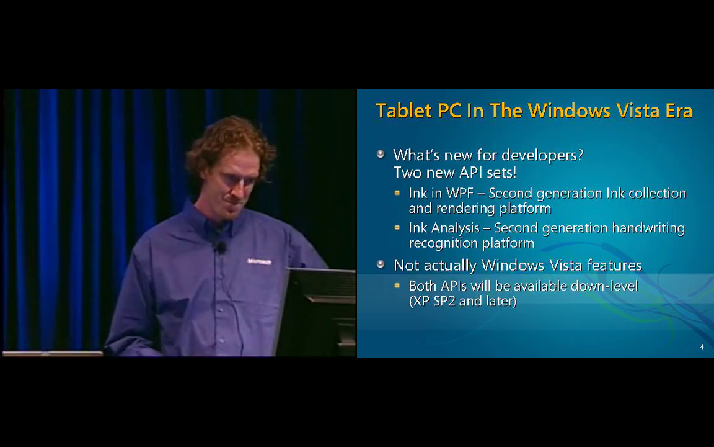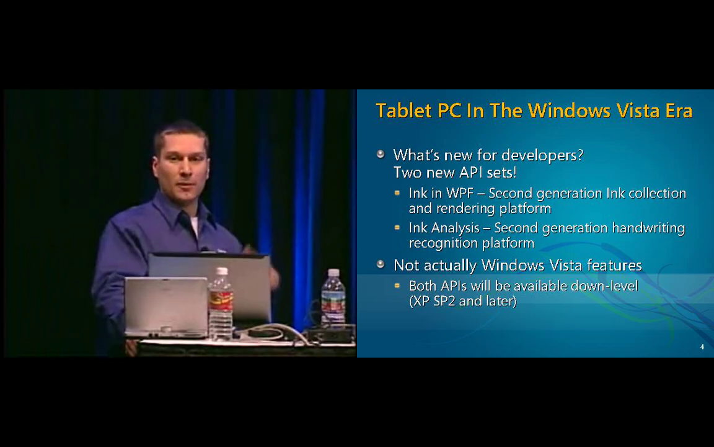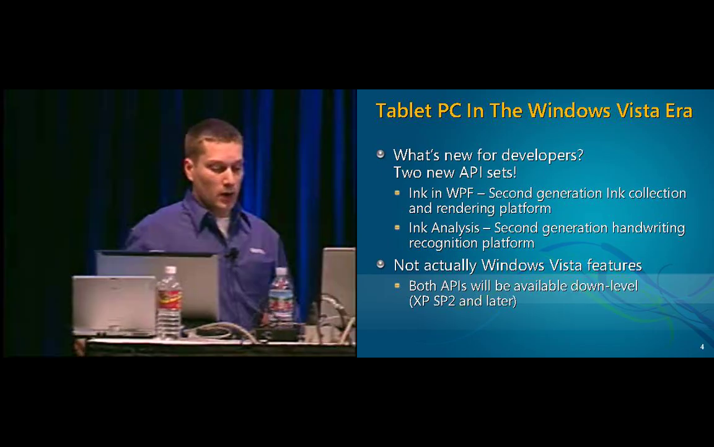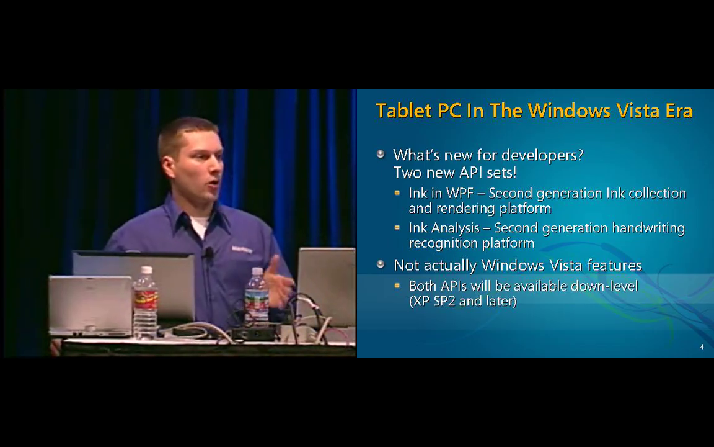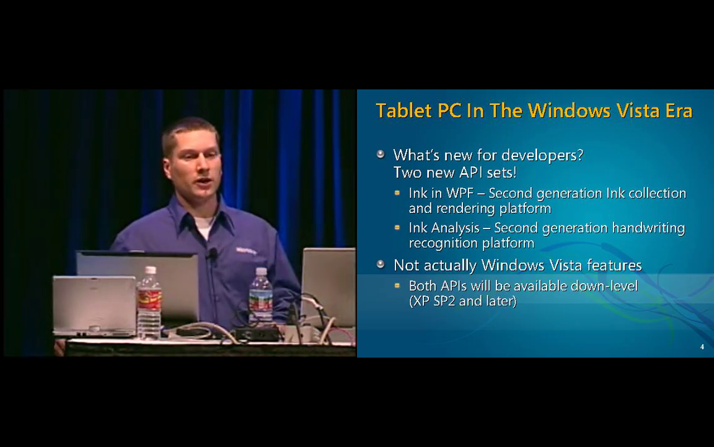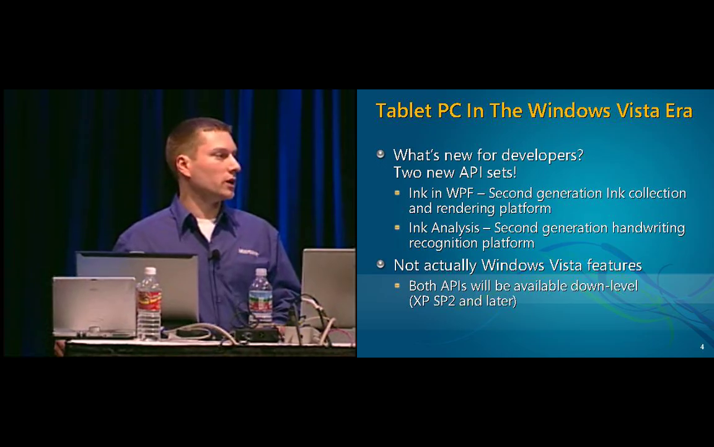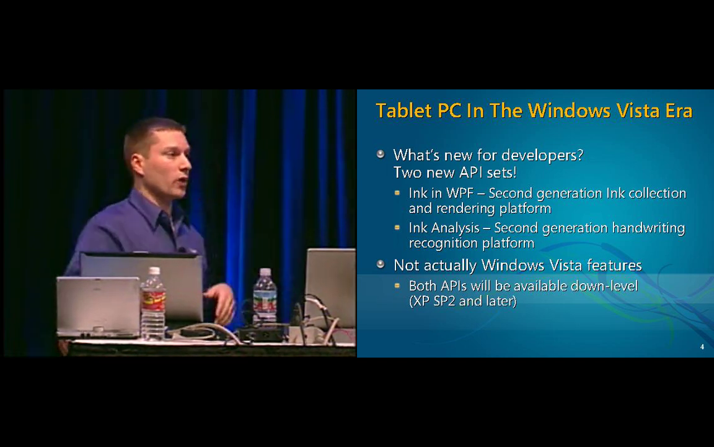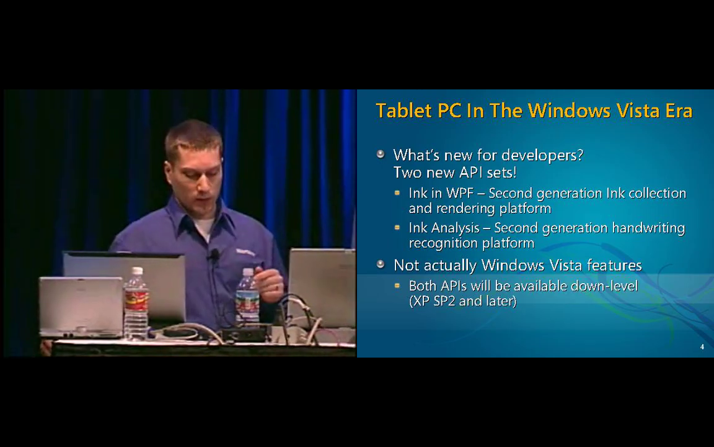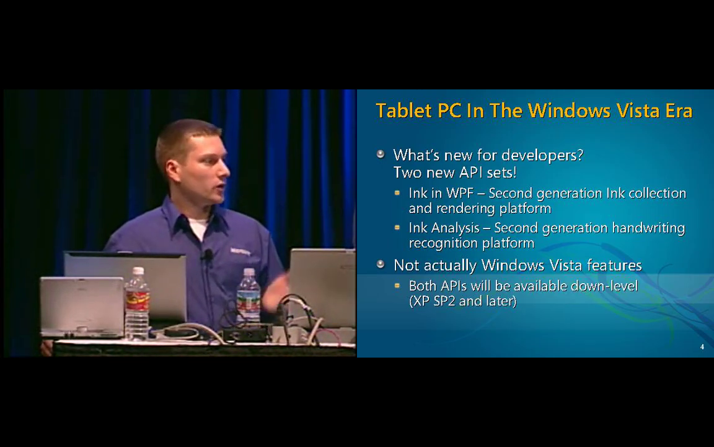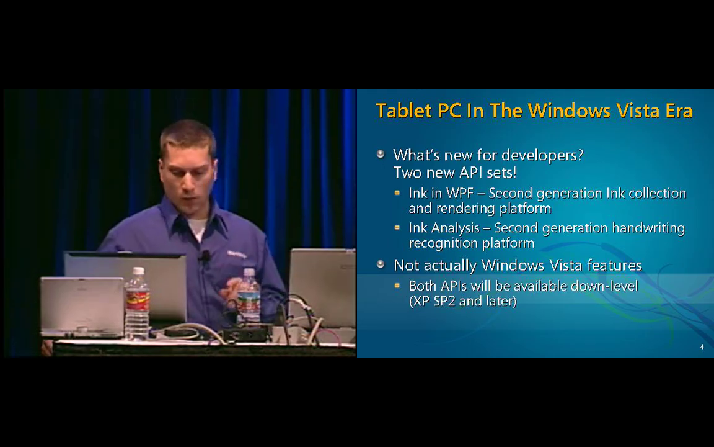So not only do we have lots of innovations in the tablet end user side of things, but a lot of innovations on the mobile PC side, making PCs more usable. Well, what we're all here for is more code, better code. And what Shawn and I are primarily going to talk about today is two new sets of APIs that we have for Windows Vista. The first one we're going to talk about is ink inside of WPF, which is simply how we collect and render ink in WPF-based applications. And then we're also going to talk about the second generation handwriting recognition API called the ink analysis APIs. So more on those in a minute.